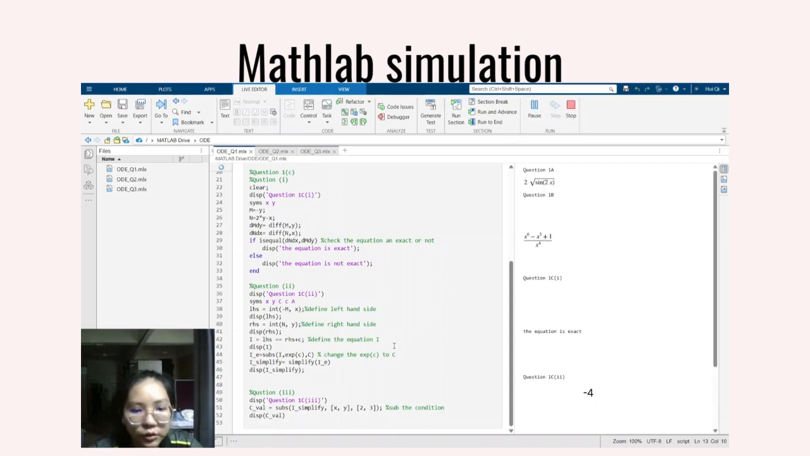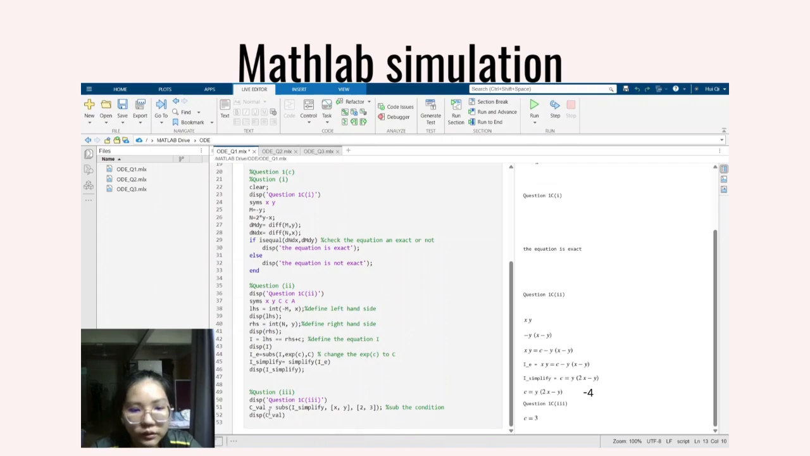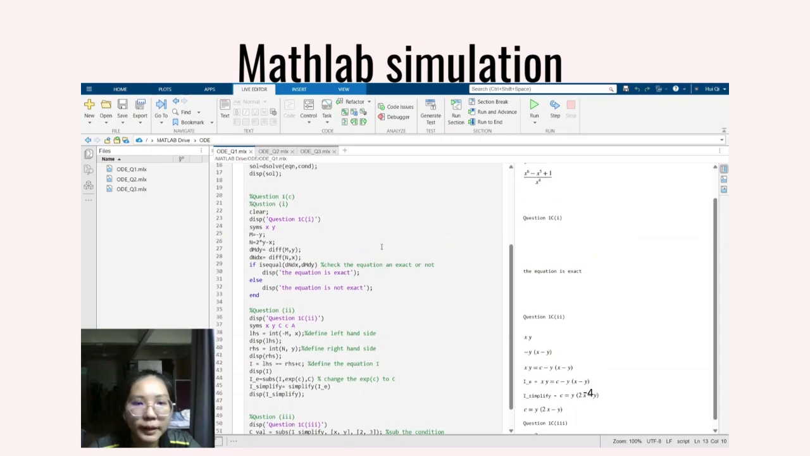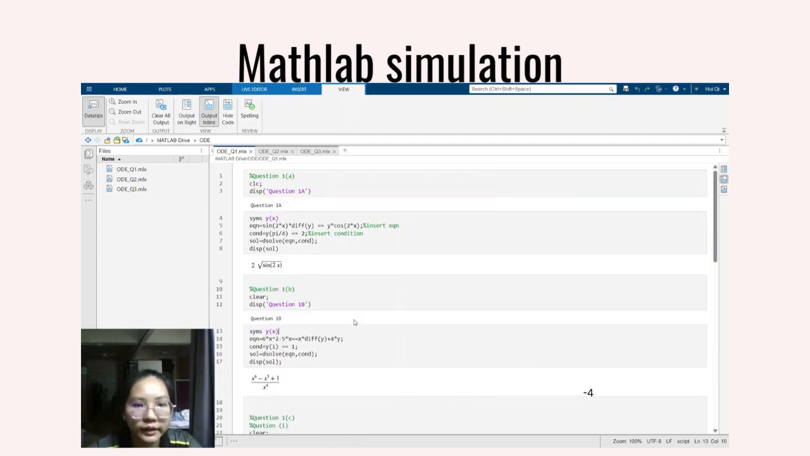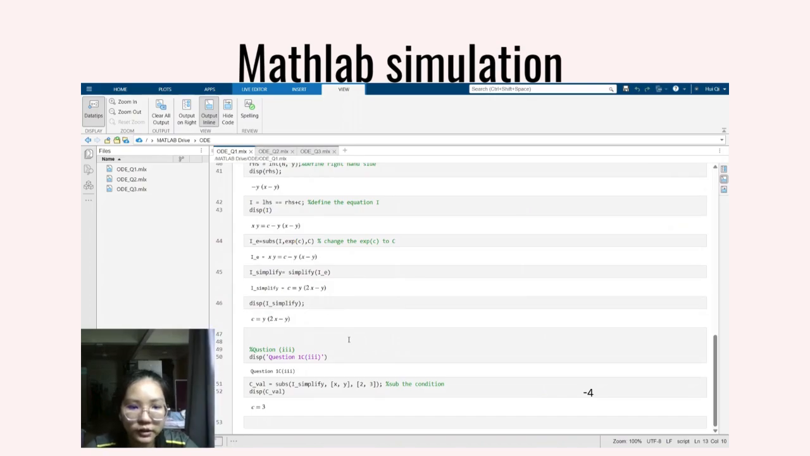For question 1c3, we need to find the value of c. We substitute the condition given to find the value by using the sub command, and we get the value of c equals 3. To better check step by step, we can view by using the output inline, which is clearer for us.